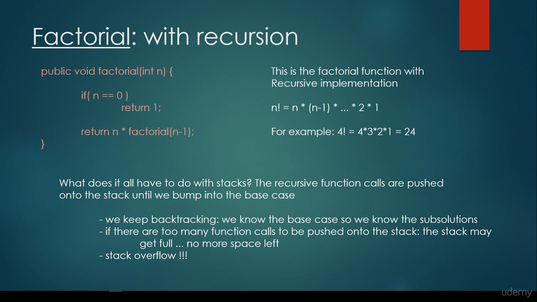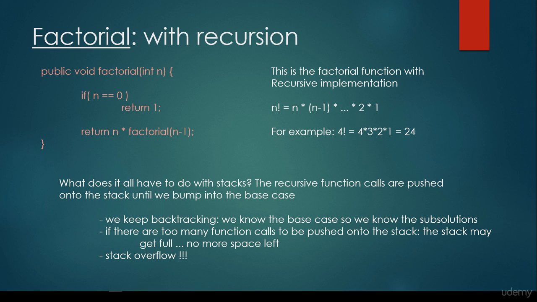So what does it all have to do with stacks, you may ask. The recursive function calls are pushed onto the stack until we bump into the base case. What's the base case? If n is equal to 0, we return 1, so the factorial of 0 is equal to 1. And we keep backtracking when we hit this base case, and we know the sub-solutions. If there are too many function calls to be pushed onto the stack, then the stack may get full and no more space is left.